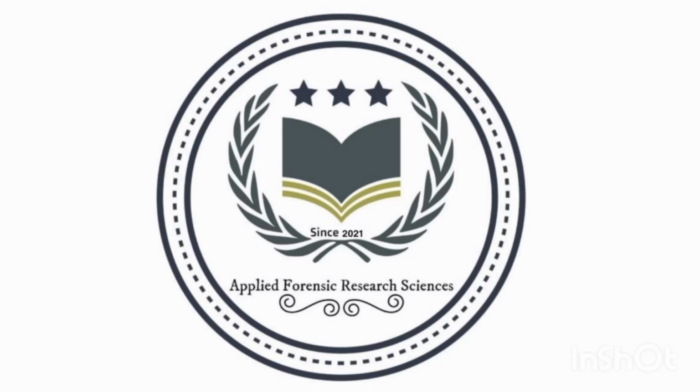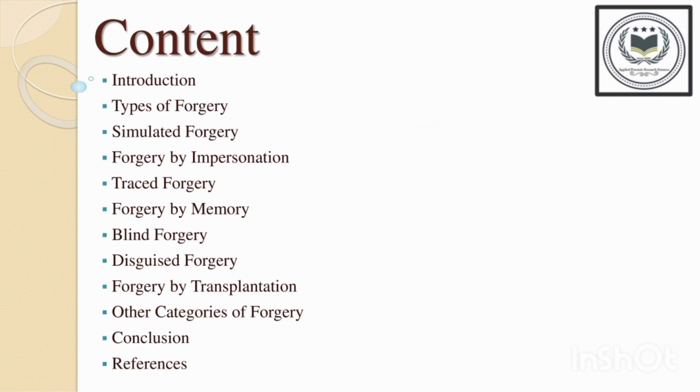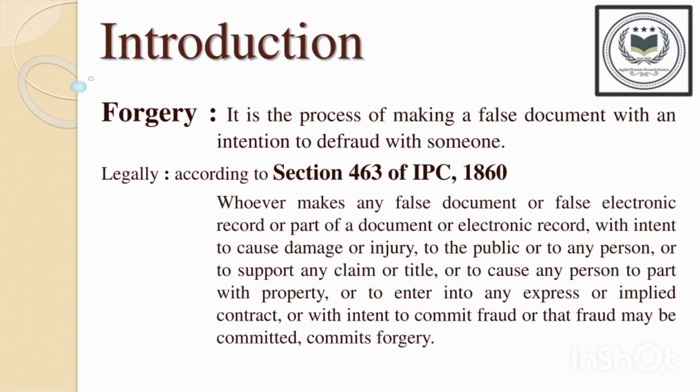This is Rishani Bhargav, volunteer of AFRS, and today my topic is types of forgery. Today we will discuss the introduction of forgery, then types of forgery: simulated forgery, forgery by impersonation, traced forgery, forgery by memory, blind forgery, disguised forgery, forgery by transplantation, and some other categories of forgery. So let's start. Firstly, we'll discuss what is forgery.